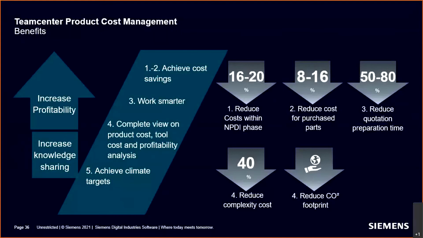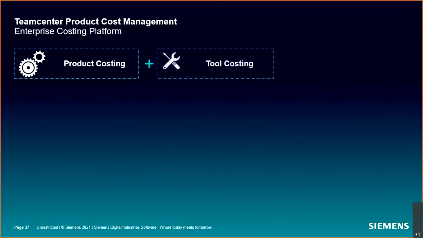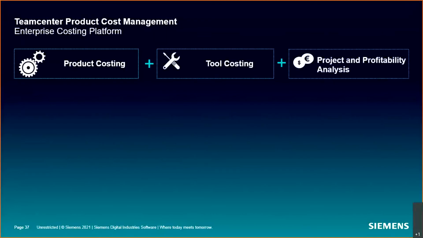And now, you know, we have three parts of our products. Today we focused mainly on product costing. This is what we did today. We also have tool costing and project and profitability. And this is why we call it an enterprise costing platform, because we don't only focus on product cost. We focus on the entire project and profitability. We also focus on tool costing, on the molds.